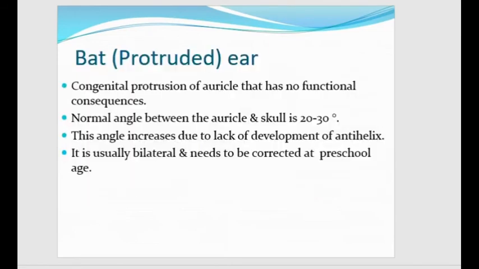So, bat ear is a congenital protrusion of the auricle. It has no functional consequences. The normal angle between the auricle and the skull is 20 to 30 degrees, and this angle increases due to the lack of development of the antihelix. It is usually bilateral and needs to be corrected at preschool age.